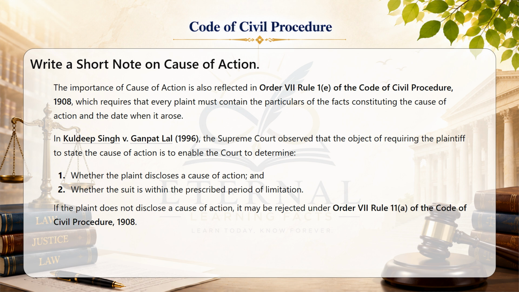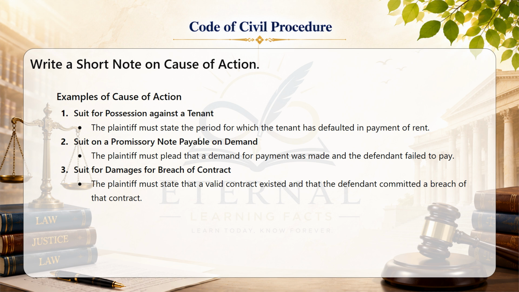If the plaintiff does not disclose a cause of action, the plaint may be rejected under Order 7, Rule 11A of the CPC 1908. Examples of cause of action: suit for possession against a tenant. The plaintiff must state the period for which the tenant has defaulted in payment of rent.